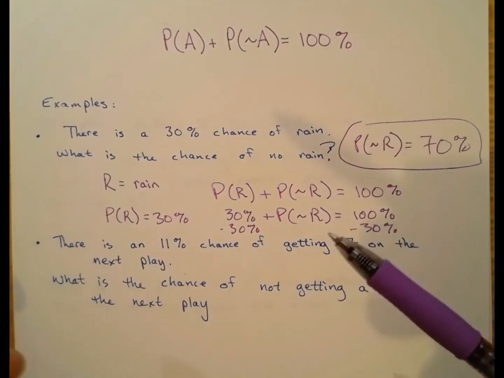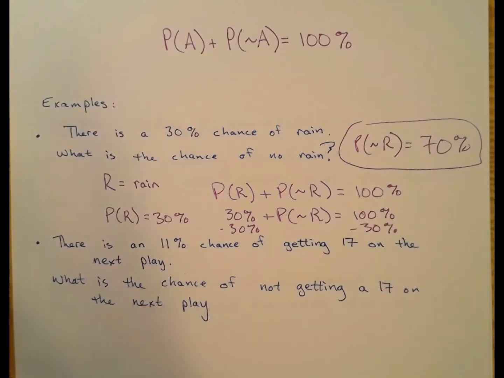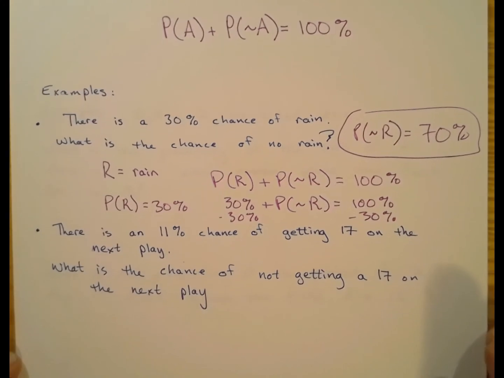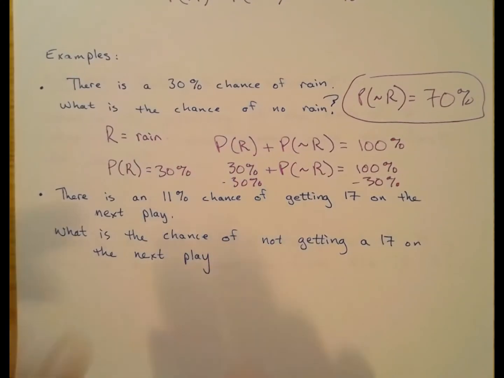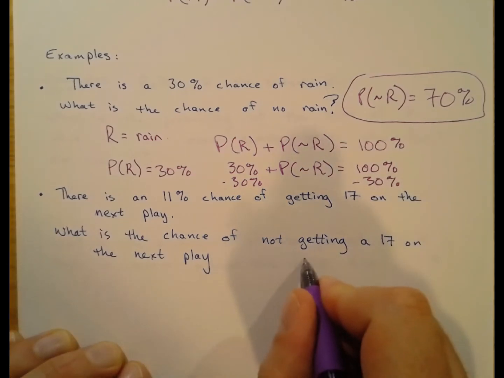Because, yes, the two events have nothing in common, okay? It's not raining and raining at the same time. It's either one or the other. And then the two of them add together to be 100%. So basically, we just take 100% and subtract the probability of the thing we know, right? So let's say in my next example here, where I'm just playing some game, and I were to tell you there's an 11% chance of getting a 17 on the next play of whatever game we're playing. What is the percent chance of not getting a 17 on the next play? It's literally 100% minus 11%, or 89%.